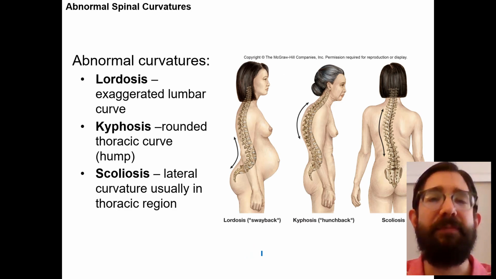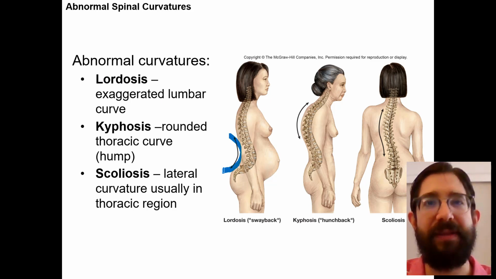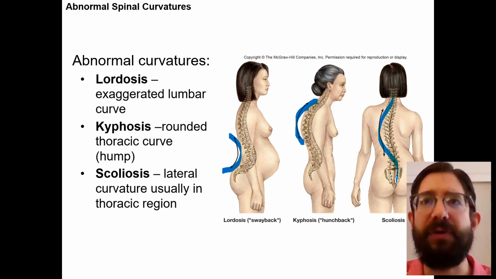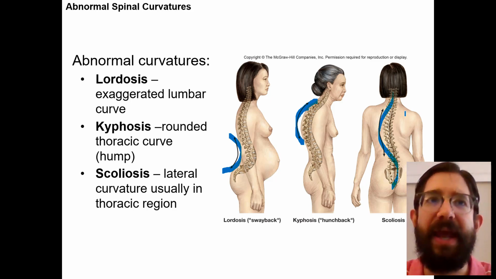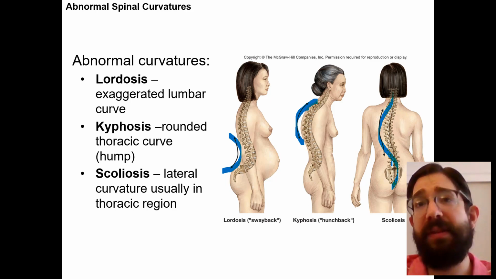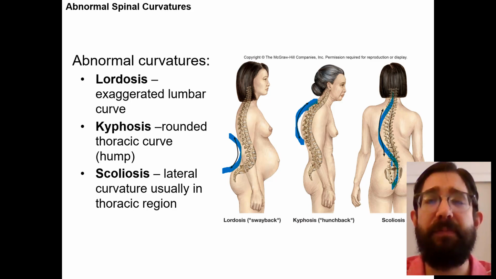Now, those curvatures can be modified, sometimes due to disease or trauma, but sometimes due to things like pregnancy. So, for example, lordosis, this exaggerated lumbar curve, can occur during pregnancy. Kyphosis results in this hunchbacked appearance due to this exaggerated thoracic curve. And scoliosis is a lateral curvature. So when the spine is shifted to one side or the other. Often that happens in the thoracic region. Often this is a congenital thing that you might have been born with.